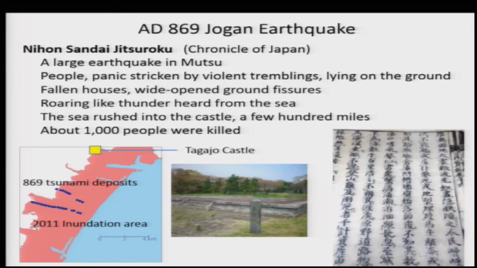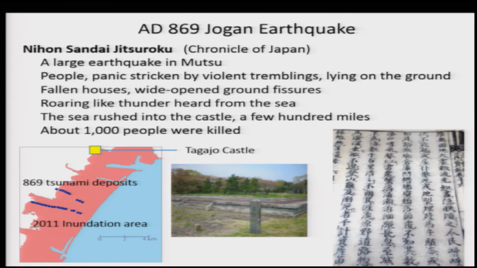So this is from the Japanese chronicle records. The Japanese text tells about the Jogan Tsunami, and this is the decoding they have done. It says that a large earthquake in Mutsu took place in AD 869. People panicked, struck by violent trembling. So it was a large earthquake. Houses fell wide open, which relates to the ground fissures that developed, and about 1,000 people were killed and so on.